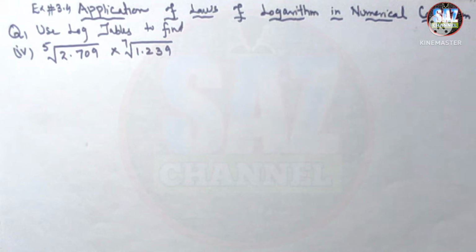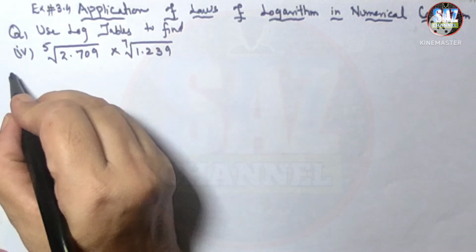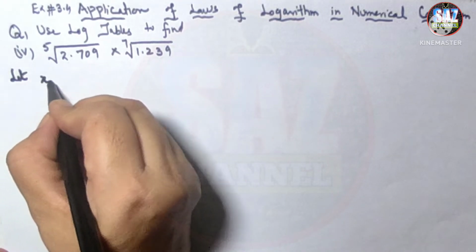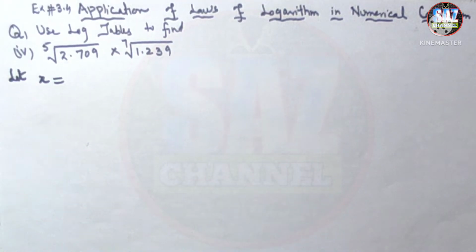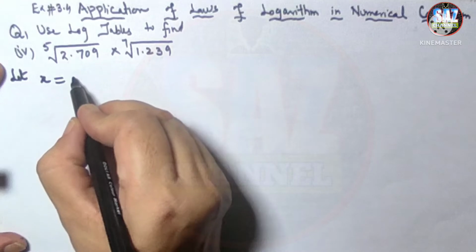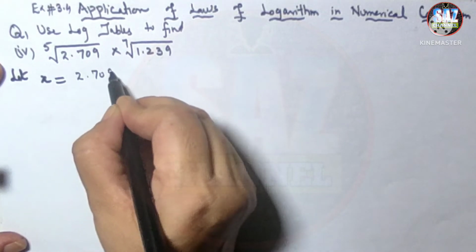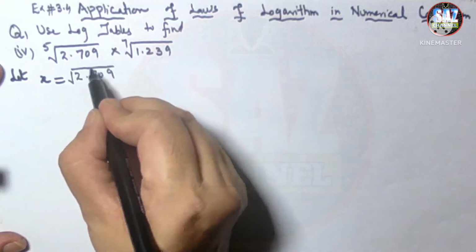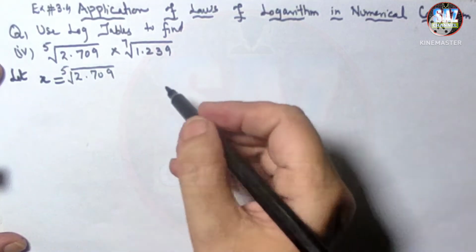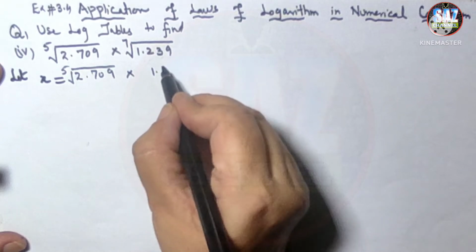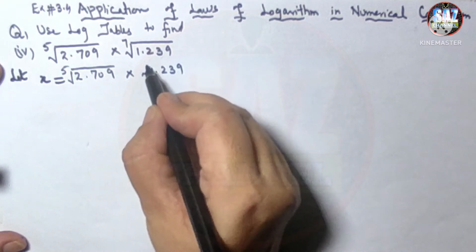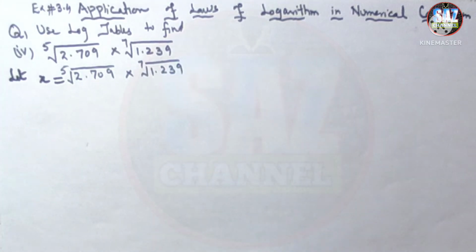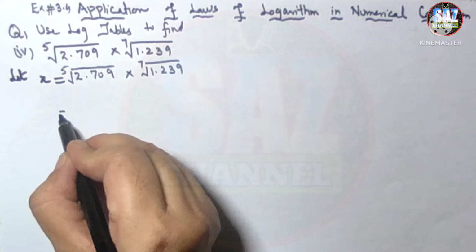So the first step for all such questions is that we have to suppose that let x is equal to whatever is the question given to us, and the question is the fifth root of 2.709, fifth root, and we have to multiply this by the seventh root of 1.239, seventh root. Okay, now what we have to do is that we can write this in the form of fractional power.